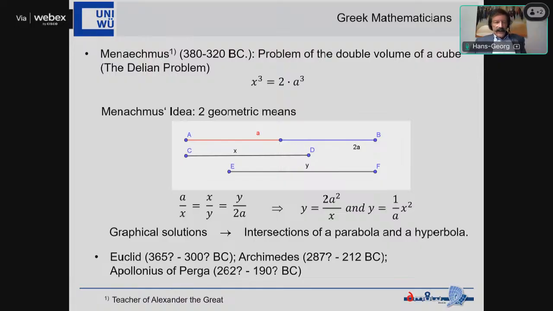We know that until the 17th, 18th century, the properties of the conic sections were already developed or found in these old times in Greek mathematics. And Apollonius wrote a special book on conic sections. So they really knew a lot about conic sections.